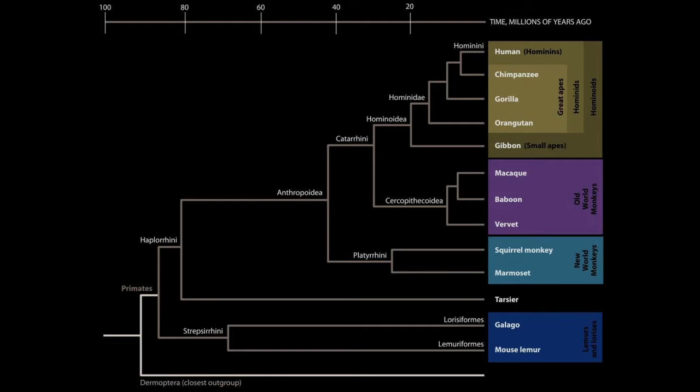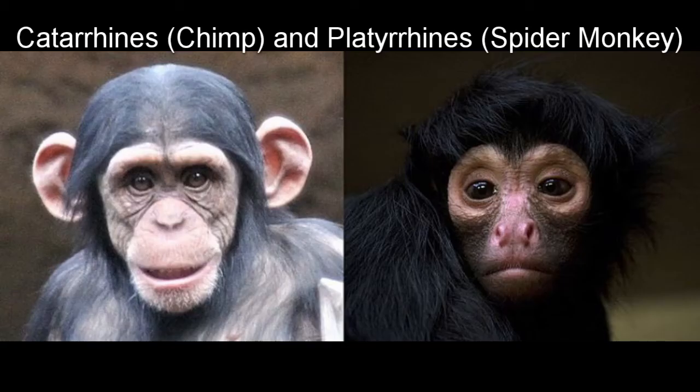The New World monkeys have 12 premolars and side-facing nostrils, while the Old World monkeys and the Hominidae, which includes humans and other apes, have 8 premolars and a nose with downward-facing nostrils. These distinctive morphological features define the Catarrhini clade, so we belong to the Catarrhini clade.